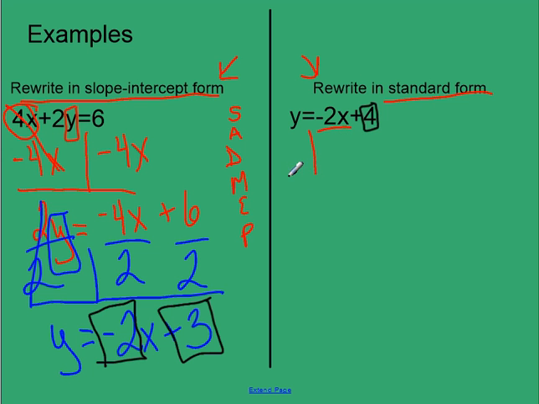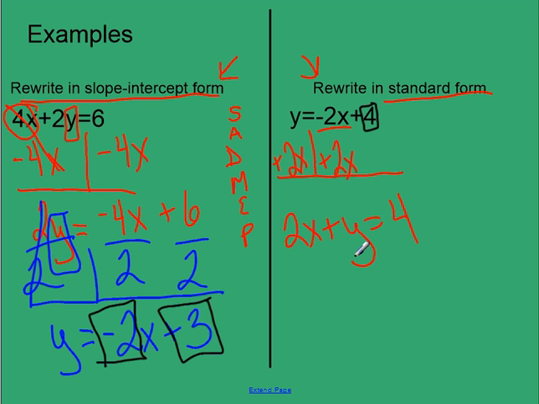In order to do that, once again, I'm going to use my rules of algebra to cancel negative 2x, I have to add 2x, and I'll do that to both sides. And that's going to leave me 2x plus y equals, I have this 4 left over here on the right-hand side, and I'm done. It's in standard form.